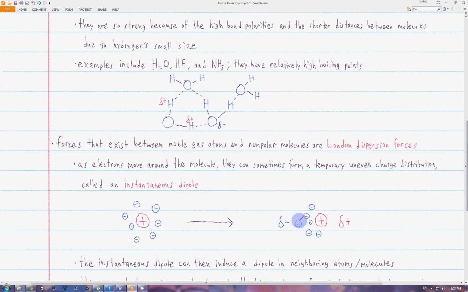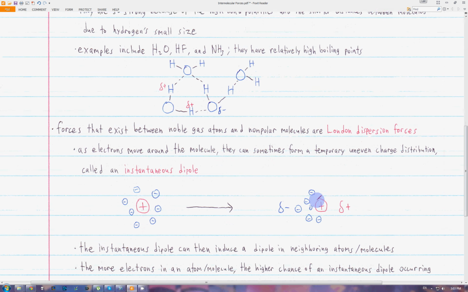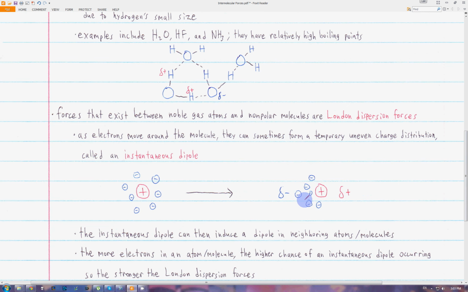Here you can see the electrons just so happen to randomly clump up on this side, making a slightly negative charge here, and a slight positive charge here. So when this happens, it's called an instantaneous dipole. These last for a very short time, and remember, they're just caused by the random movement of electrons. Then, once this instantaneous dipole happens, it can induce a similar instantaneous dipole in the neighboring atoms.